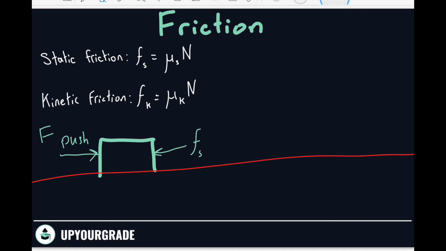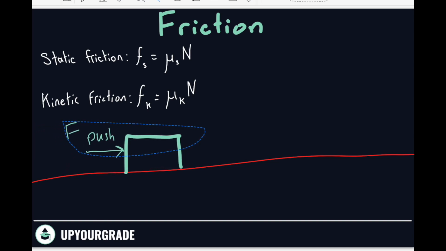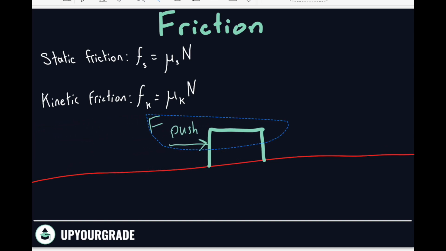So kinetic friction acts when an object is already moving. So let's take this box over here. Let's assume that it has already begun moving. We've already overcome the initial static friction, and it's moving along this ground. As it's moving, we're going to see a force of kinetic friction that opposes this motion. So once again, it's going to be acting in the opposite direction, just like that.